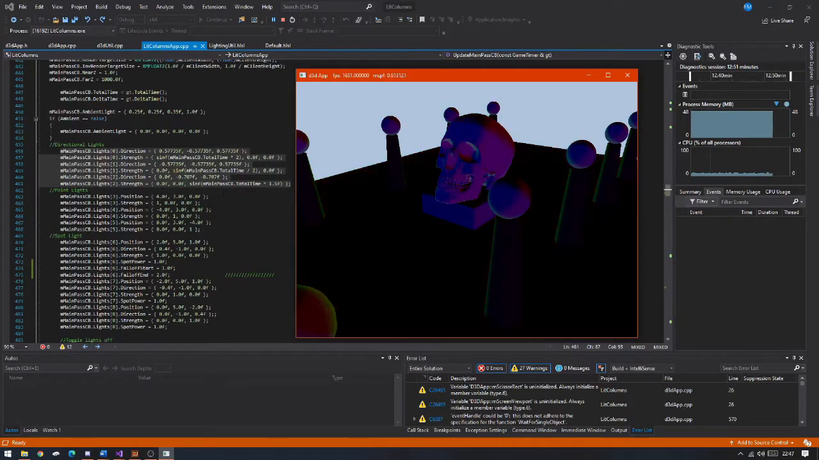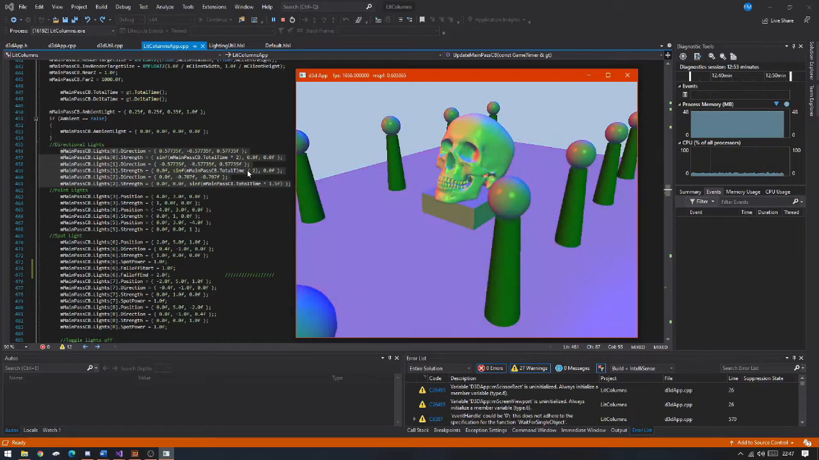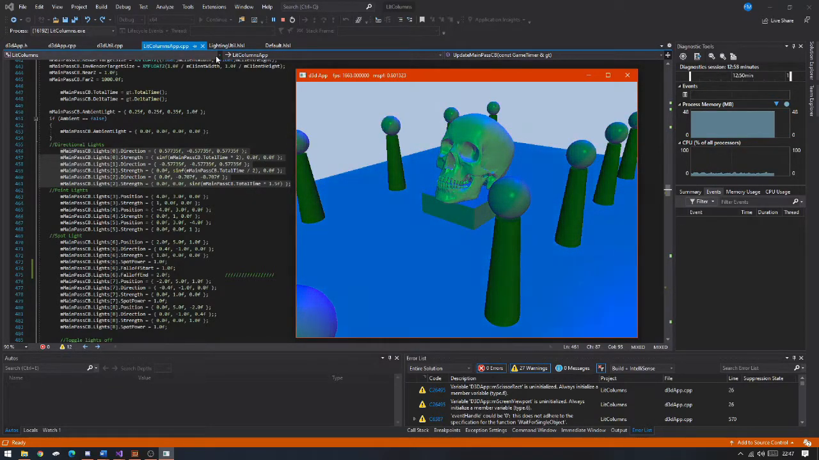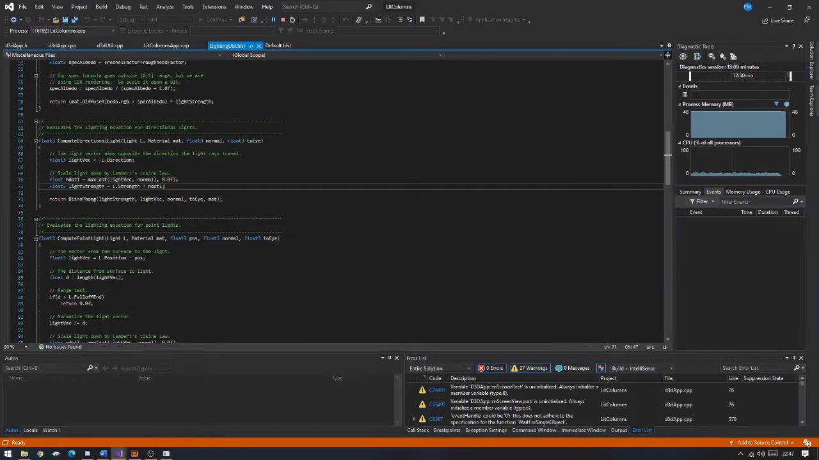I've used the sinf function with total time to create a disco-like effect. This function is also good for making an alarm light effect in games. You can see the directional lights being calculated here.